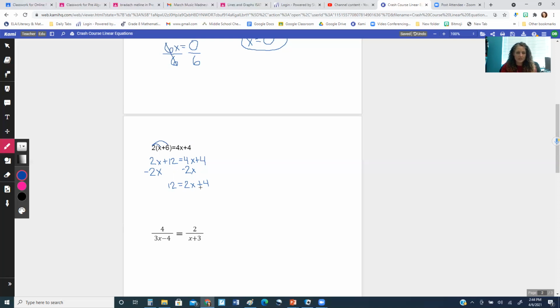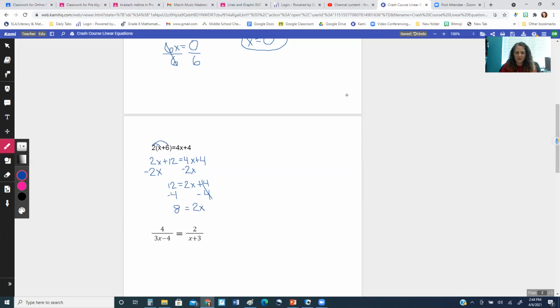Okay, so now I need to subtract. The opposite of addition is subtraction, so I need to subtract 4 from both sides. If I had 2x minus 4, I would be adding 4 to both sides, but I don't, so I'm not. So this equals, the 2x just comes down now because we subtracted away those 4s. So let's see what happens with this 12. 12 minus 4 is 8, so I have 8 equals 2x.